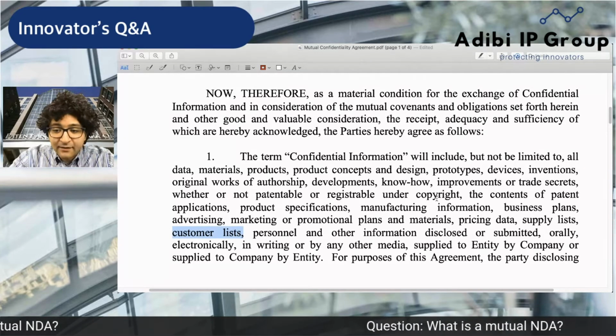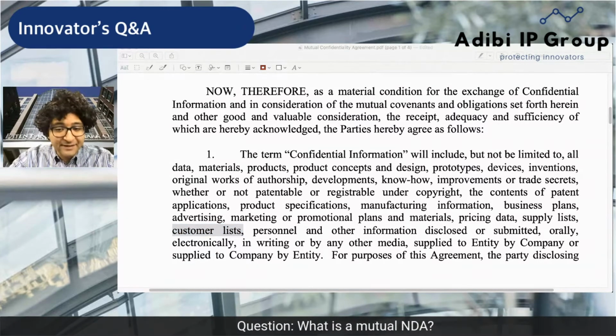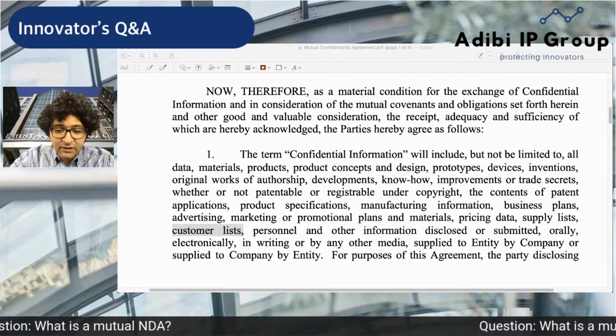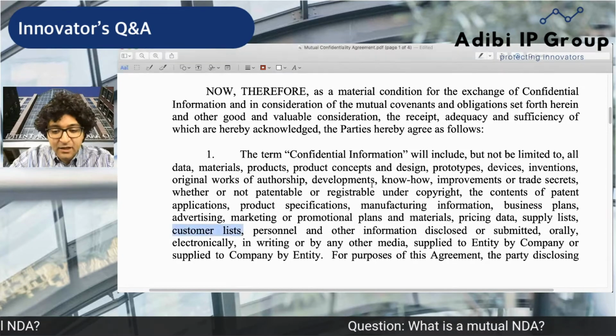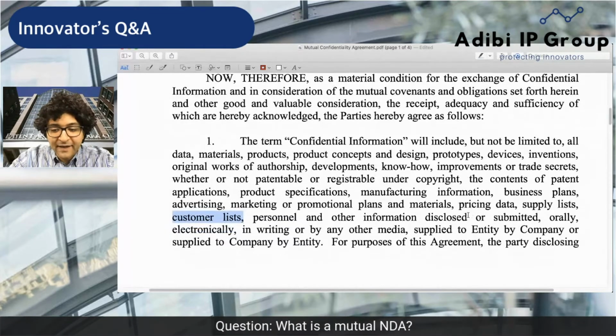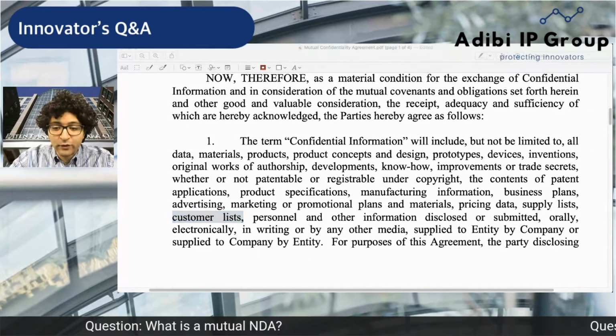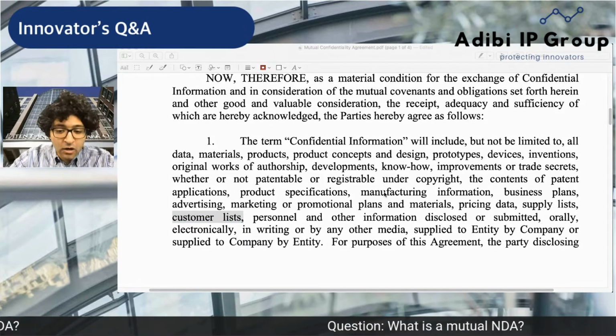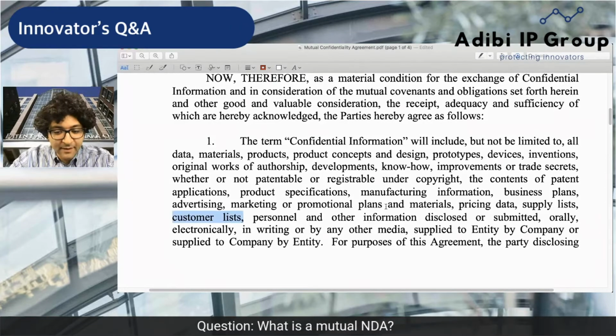So again, confidential information doesn't necessarily need to be technical in nature. It doesn't necessarily need to relate to a patentable invention. It can be customer lists, all this various information that is really valuable and critical to Victoria's business, and that if a competitor got a hold of would harm Victoria and give them a competitive advantage.